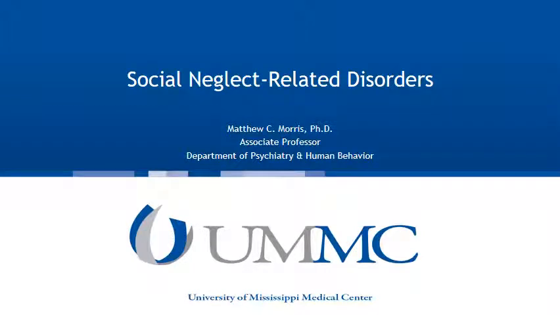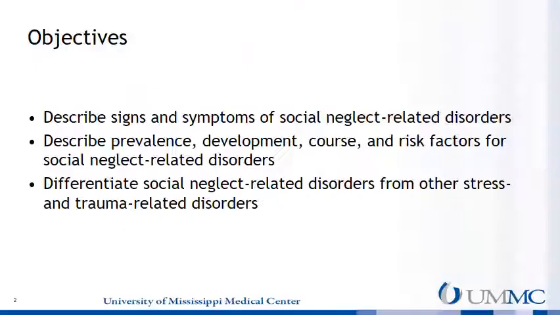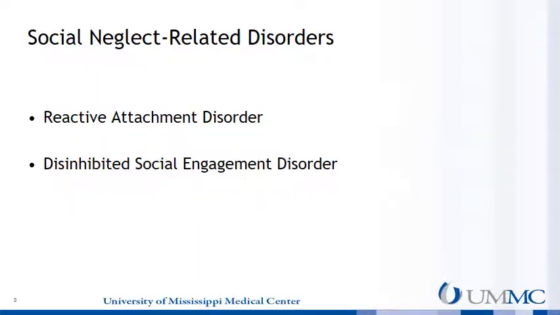The title of this module is Social Neglect-Related Disorders. And the objectives of this module are first to describe the signs and symptoms of social neglect-related disorders, next to describe the prevalence, development, course, and risk factors for these disorders, and finally to differentiate social neglect-related disorders from other stress and trauma-related disorders. And the two disorders that we'll be focusing on today are reactive attachment disorder and disinhibited social engagement disorder.